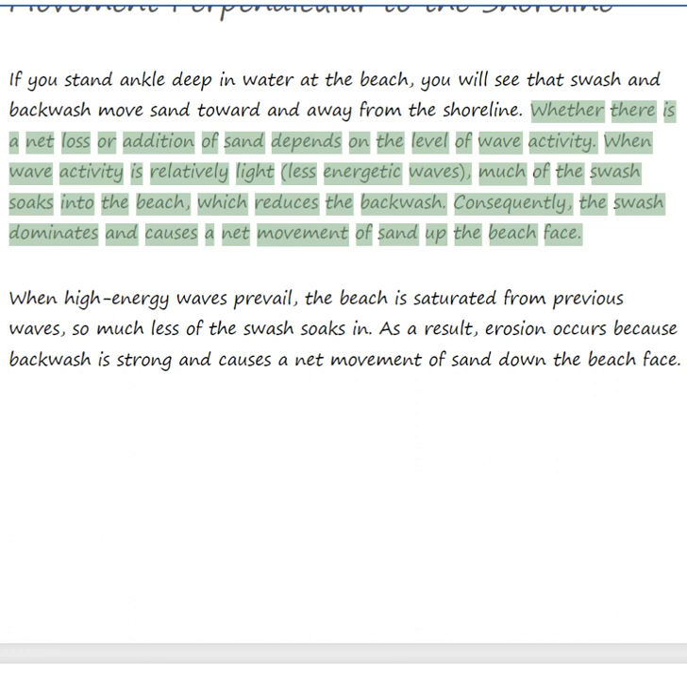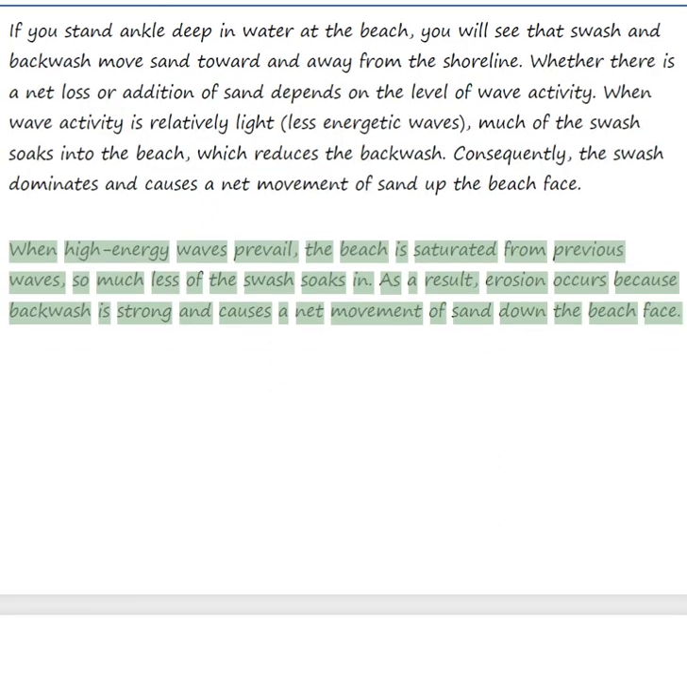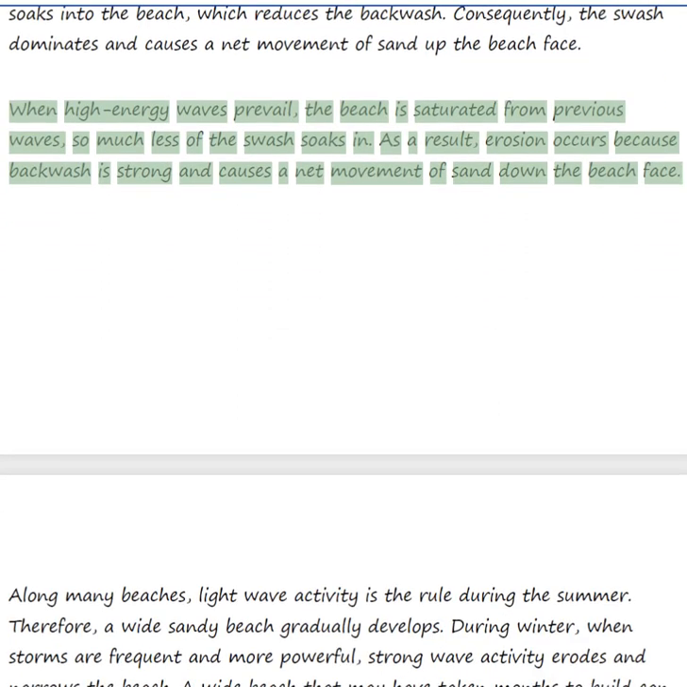Whether there is a net loss or addition of sand depends on the level of wave activity. When wave activity is relatively light, much of the swash soaks into the beach, which reduces the backwash. Consequently, the swash dominates and causes a net movement of sand up the beach face. When high-energy waves prevail, the beach is saturated from previous waves, so much less of the swash soaks in. As a result, erosion occurs because backwash is strong and causes a net movement of sand down the beach face.